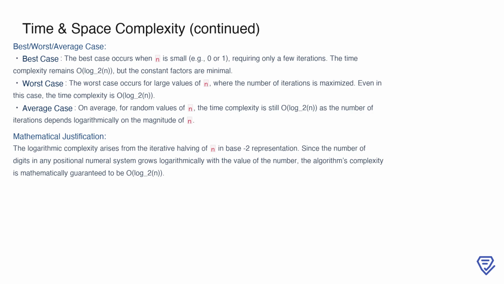In the worst case, for very large values of n, the number of iterations is maximized, but even then, the logarithmic growth ensures efficiency. On average, for random values of n, the number of iterations still depends logarithmically on the magnitude of n, keeping the time complexity at O(log_2 n). This logarithmic behavior is mathematically justified because, in any positional numeral system, the number of digits required to represent a number grows logarithmically with its value. This iterative halving of n in base -2 representation guarantees that the algorithm remains efficient, with both time and space complexities tightly bound at O(log_2 n).